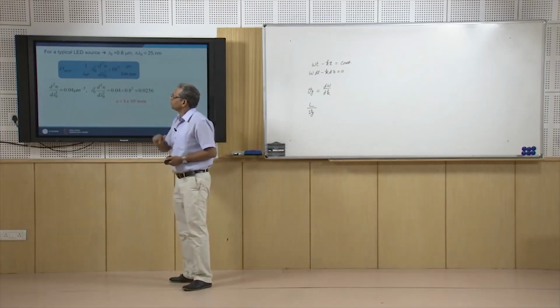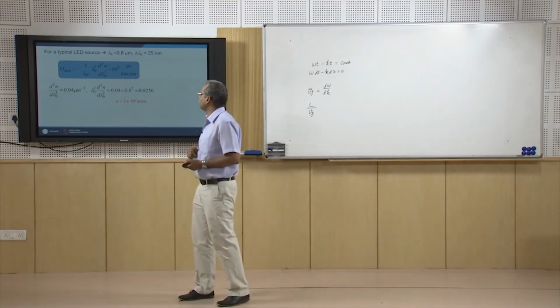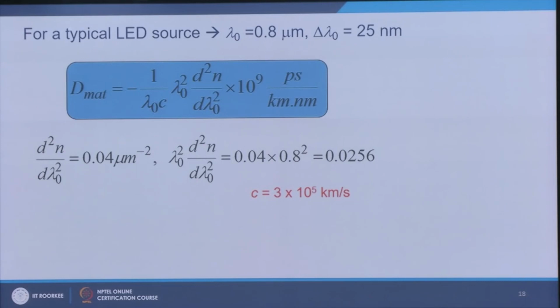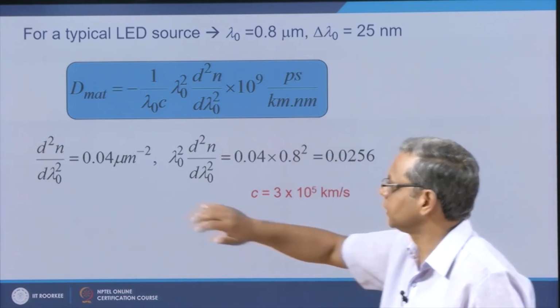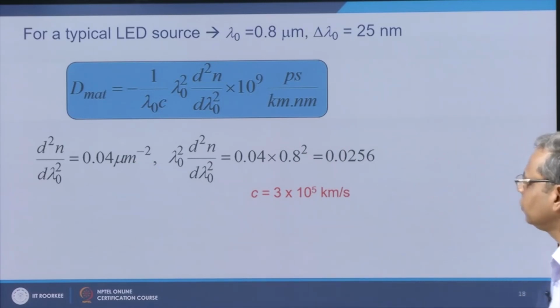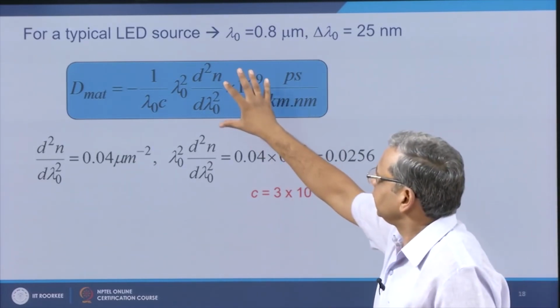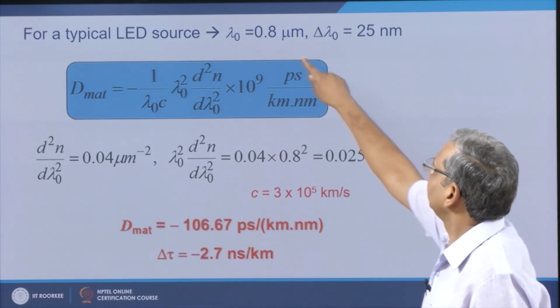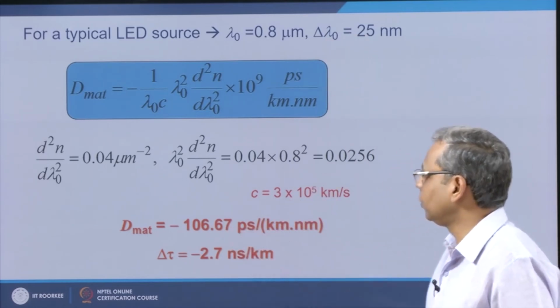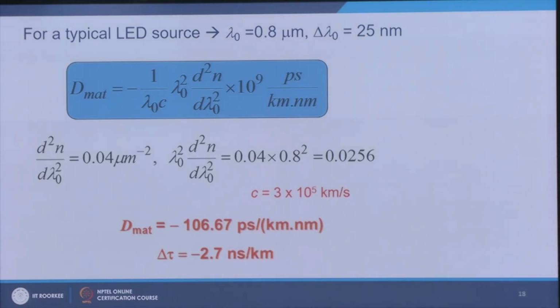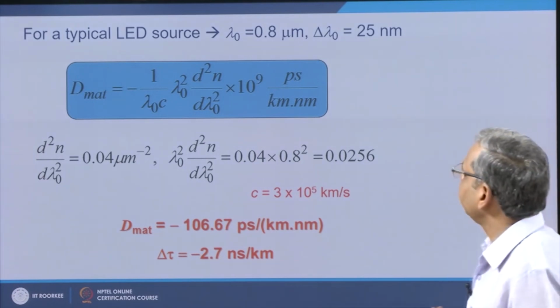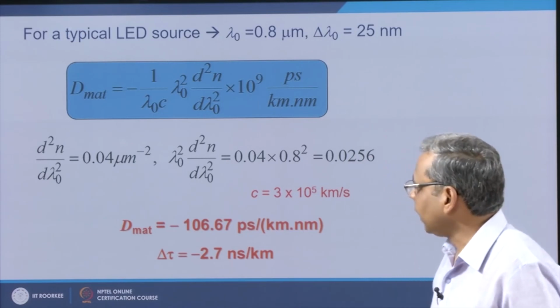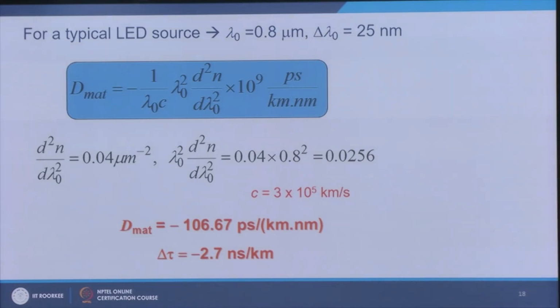Now let me work out some numbers for a typical LED source. If I take lambda naught 0.8 micrometer, delta lambda naught 25 nanometer, and from here if I find out D_mat, I have already seen that d2n over d lambda naught square is 0.04 micrometer to the power minus 2. So if I put these numbers here, I find that the material dispersion coefficient at this wavelength comes out to be about 106 picoseconds per kilometer nanometer. Corresponding broadening will come out to be minus 2.7 nanoseconds per kilometer.